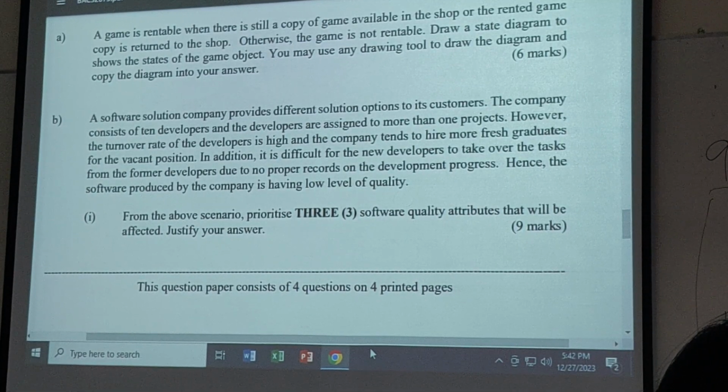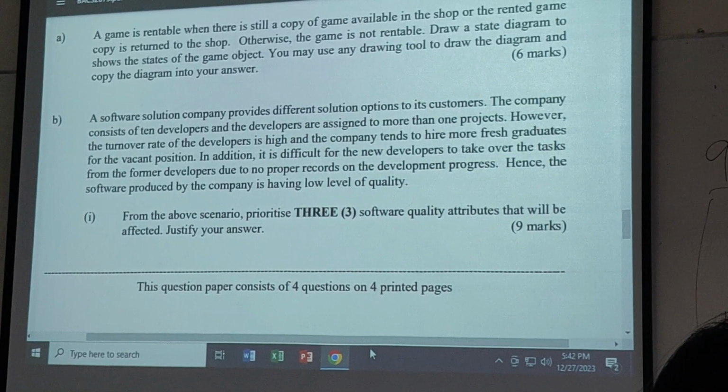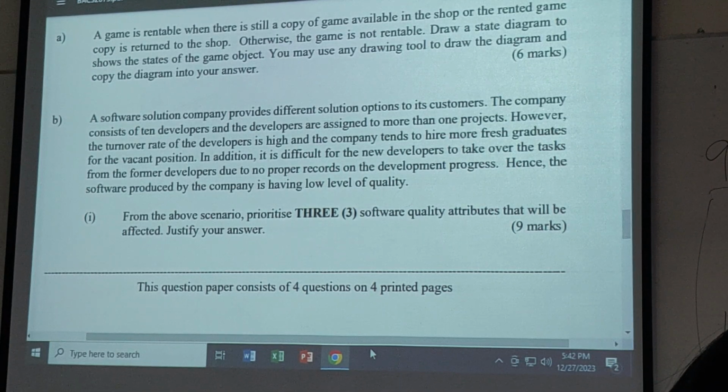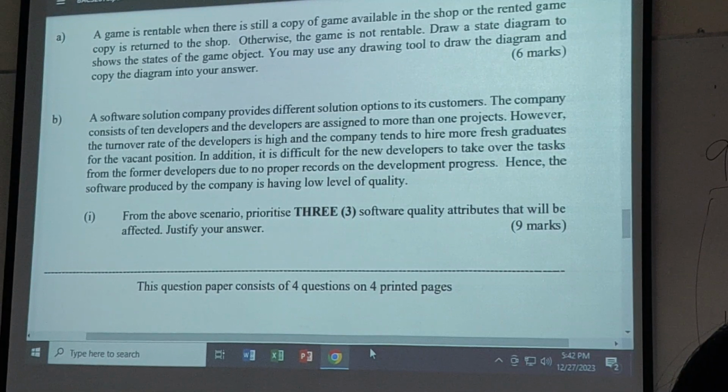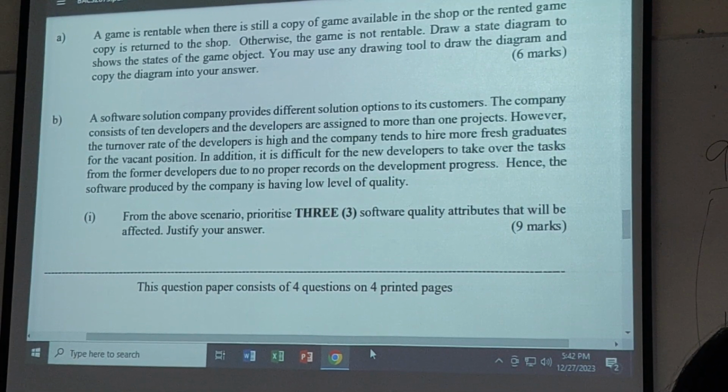So for this one, no need for an example. What do I mean by example? Like maintainability and consistency and reliability, no need for an example for this. You need to write down the word maintainability and then explain why maintainability is very low, because they do not have proper documentation. Right? So you don't need to give an example, just put the word maintainability and then explain why maintainability is affected. Okay?